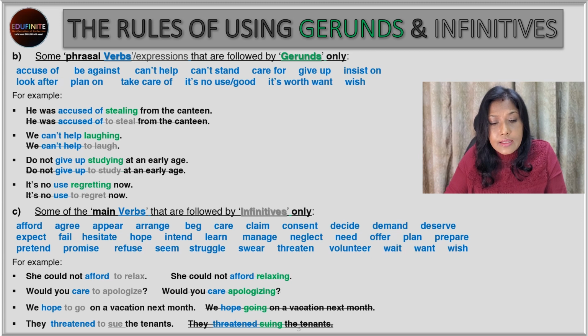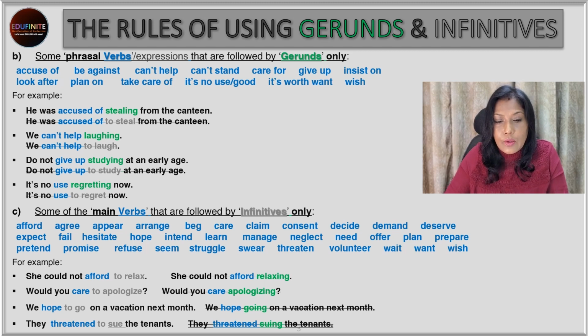Next. They threatened to sue the tenants. So maybe they had some tiff with the tenants and the owners have threatened the tenants that they're going to sue them. So it's they threatened, infinitive form, so to sue the tenants. And it's not they threatened suing the tenants.